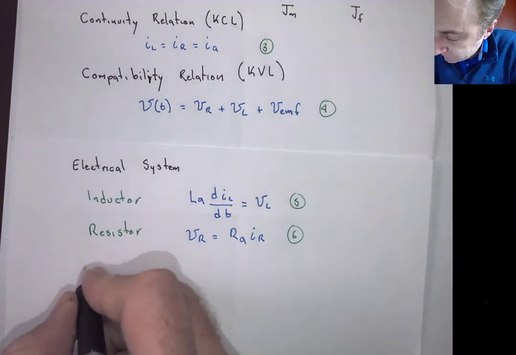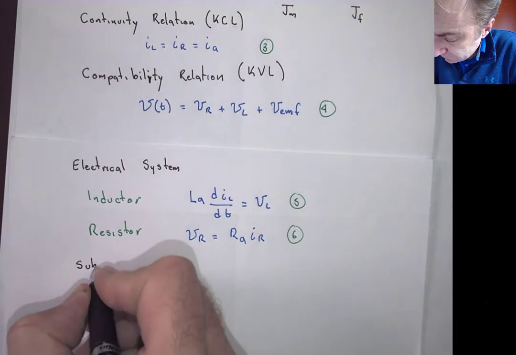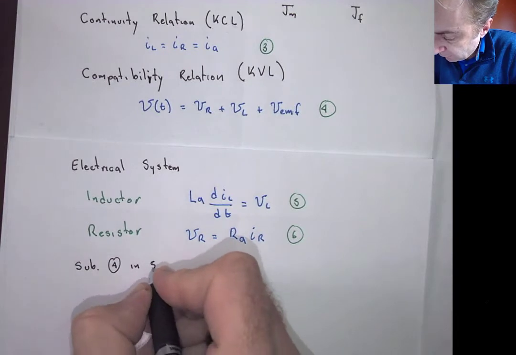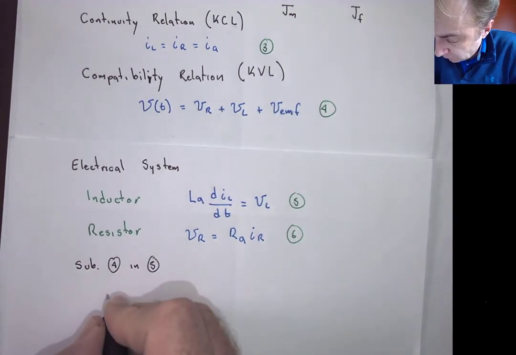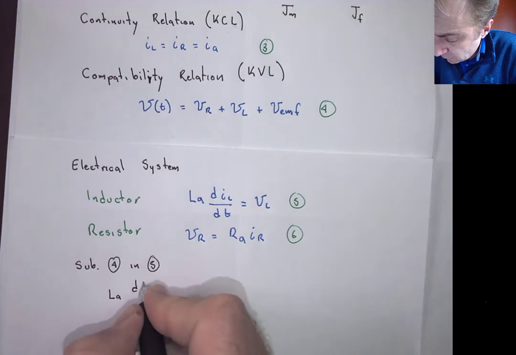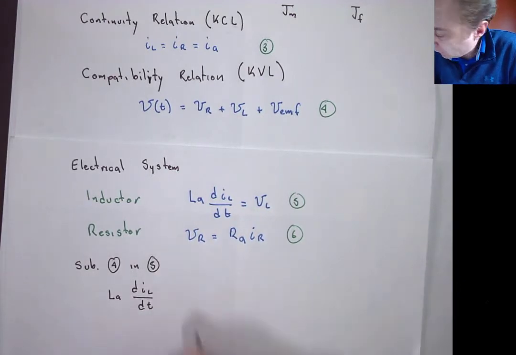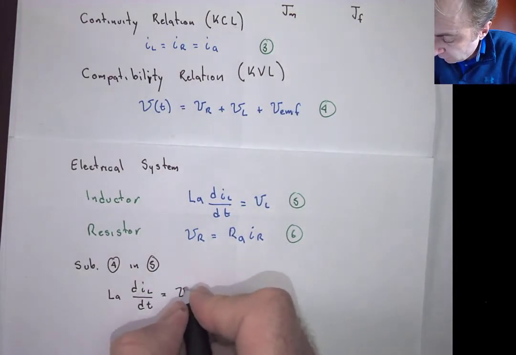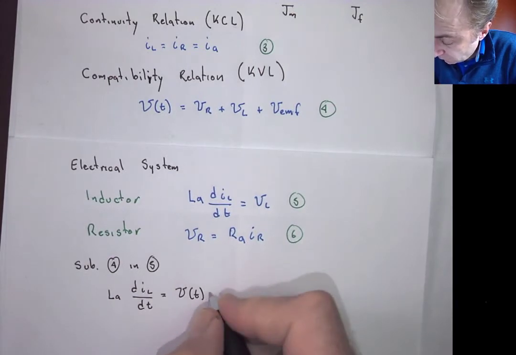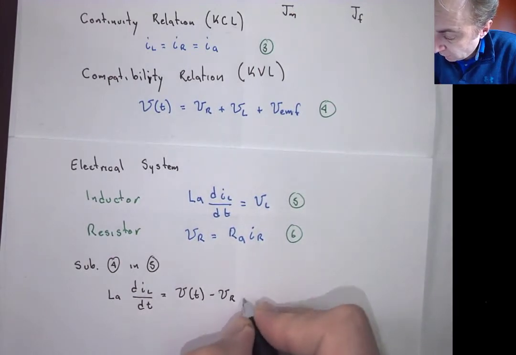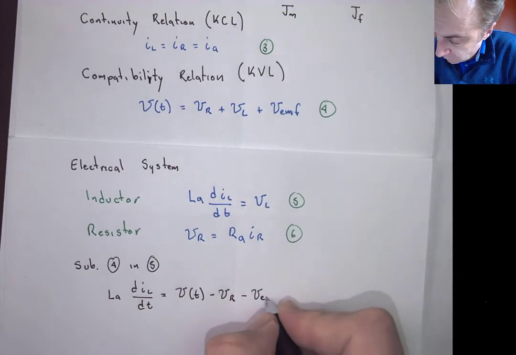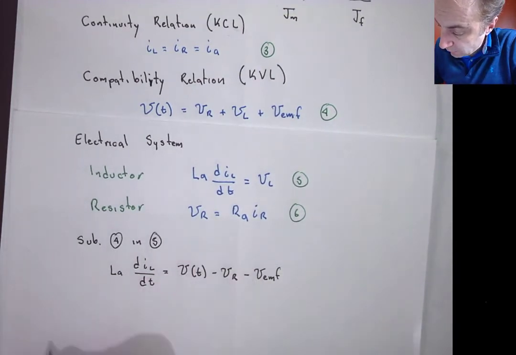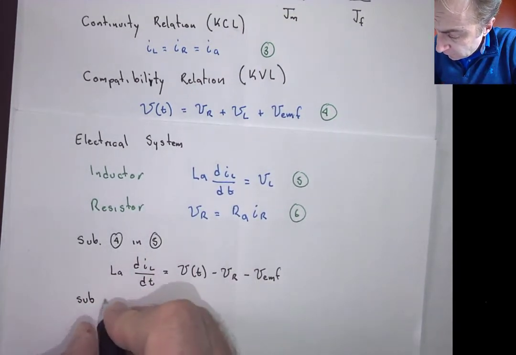So substitute equation 4 in 5. So we're going to get LA dIL/dt. I should have used blue, but okay. It's going to be equal to VT minus VR minus VEMF. And now we're going to substitute 6.